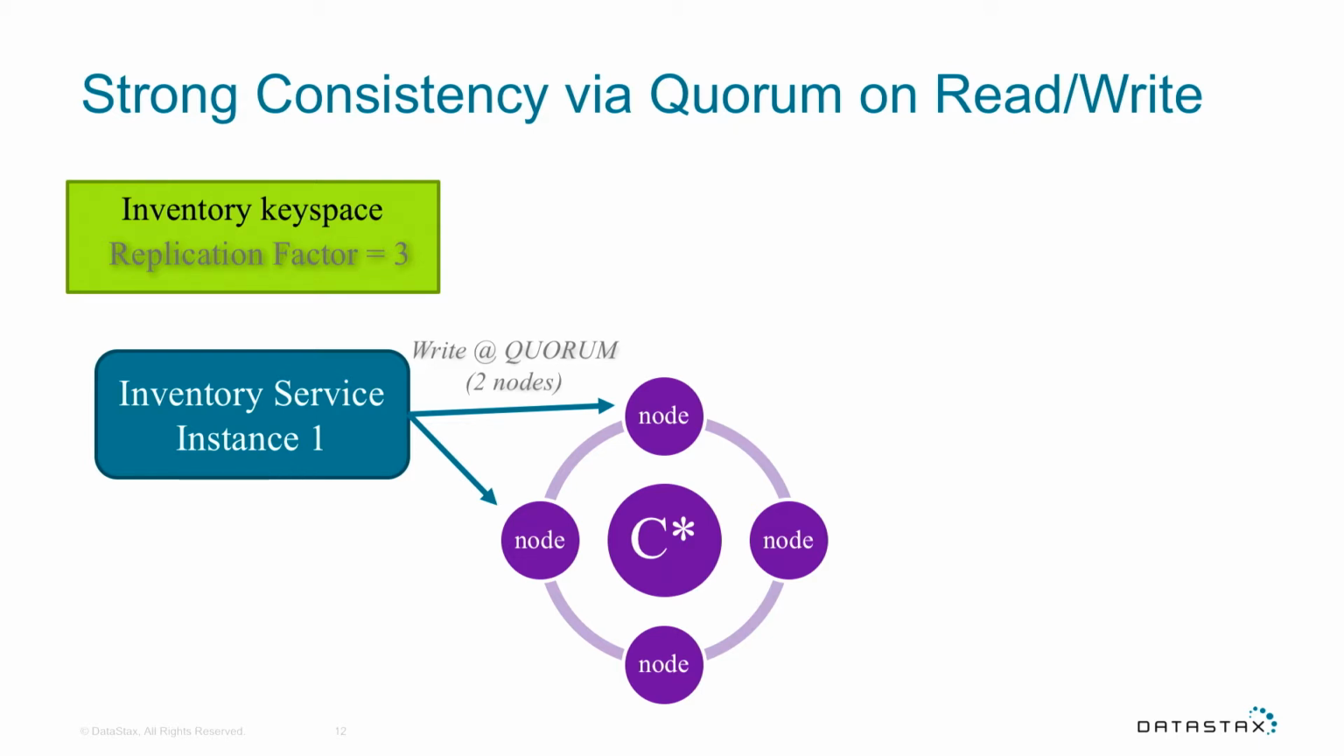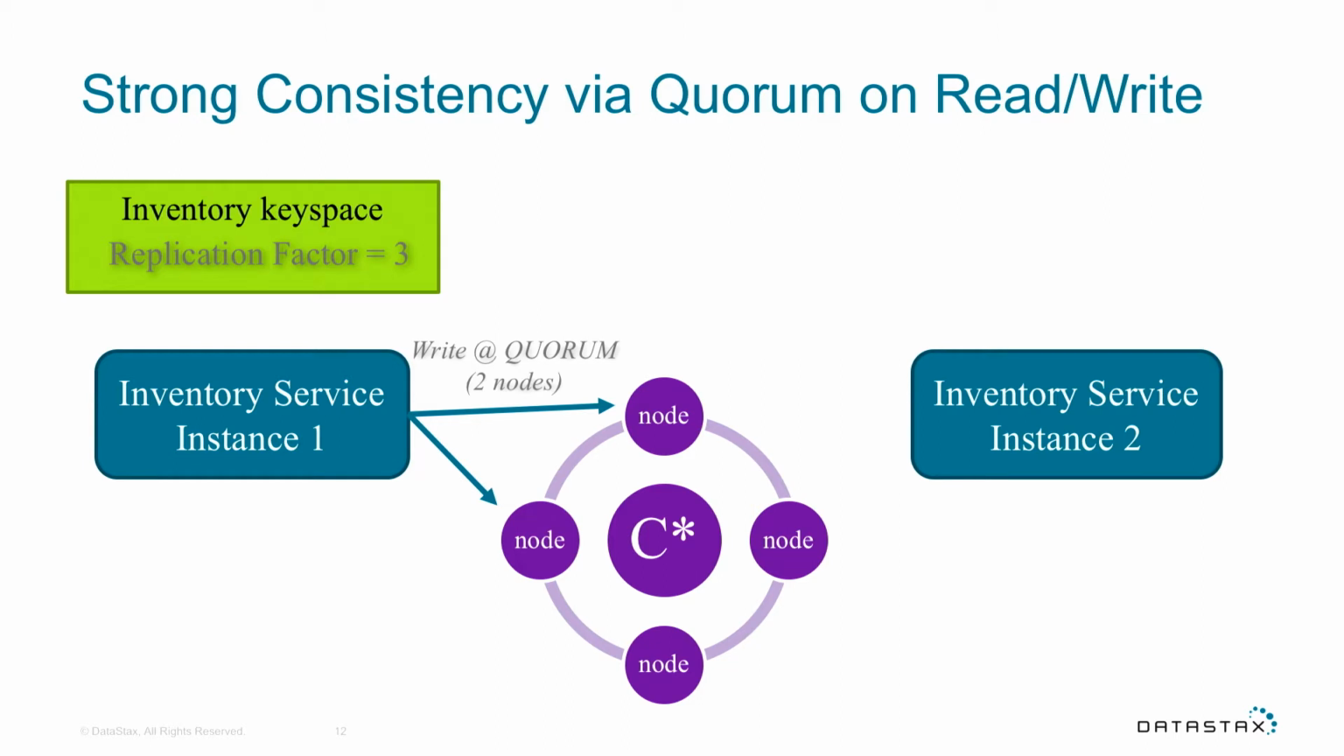Now if a read comes in to another service instance, we also do a read at quorum. This means that we also need to hear from at least 2 nodes. Now even if one of those 3 replicas doesn't respond to our read or doesn't have the latest data yet, we know that the other one will. Cassandra, in this case, is guaranteed to return the latest data that has been written.